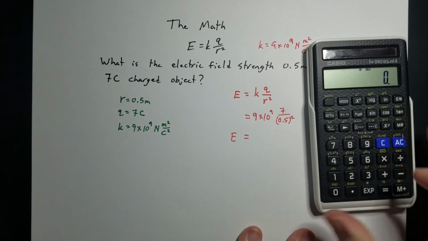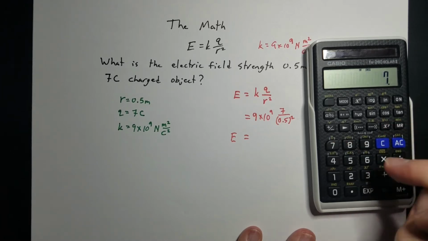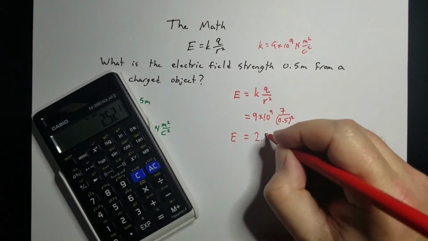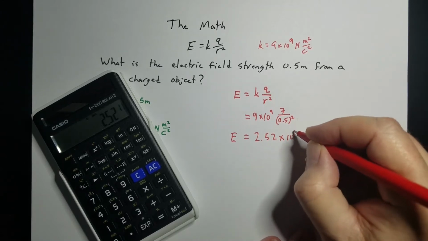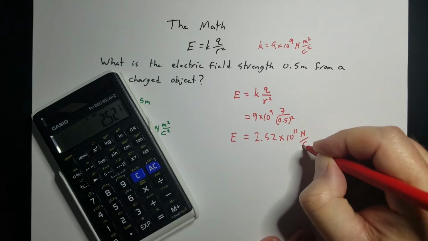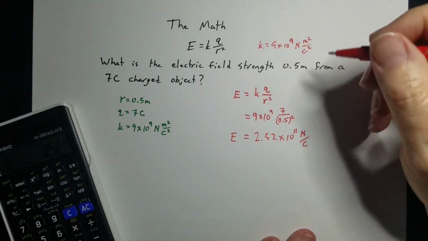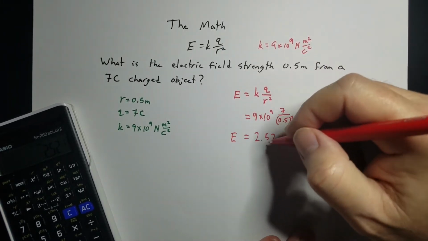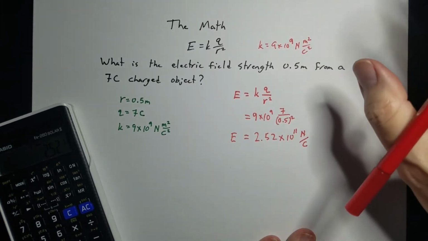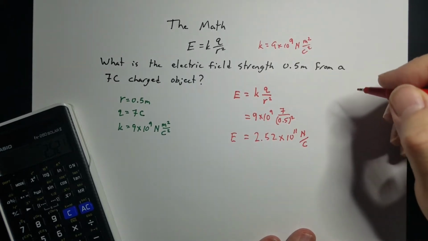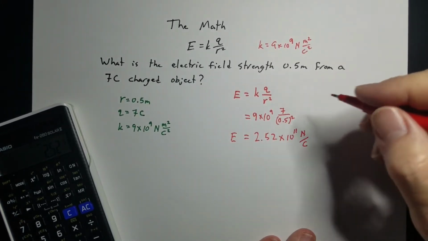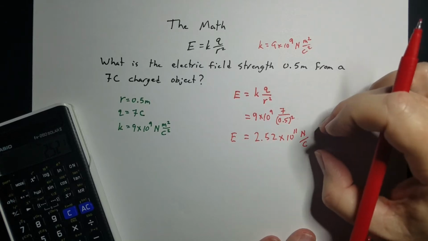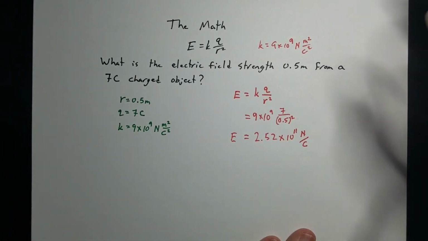So we'll give this a calculation. 9 times 10 to the 9th times 7 divided by 0.5 squared gives us a value of 2.52 times 10 to the 11th newtons per coulomb. That would be the value of the electric field. Now, the reason why I like not using absolute values is because this comes out to be positive. So I know the electric field is going away from this charge. No matter where it is, if it's left, the field's going left. The spots to the right of the charge, it's going right. If it's above it, the field's going up. This tells me that the field is going away from the charge. So that's why I like it instead of using just absolute values.